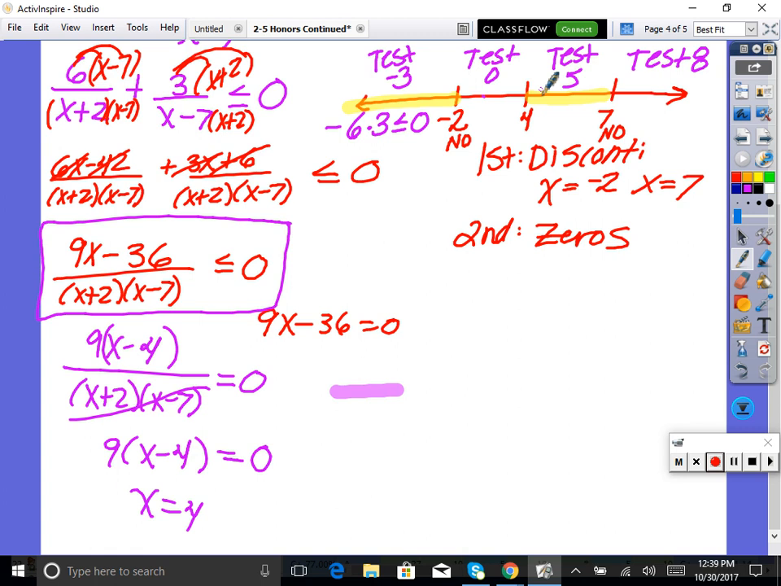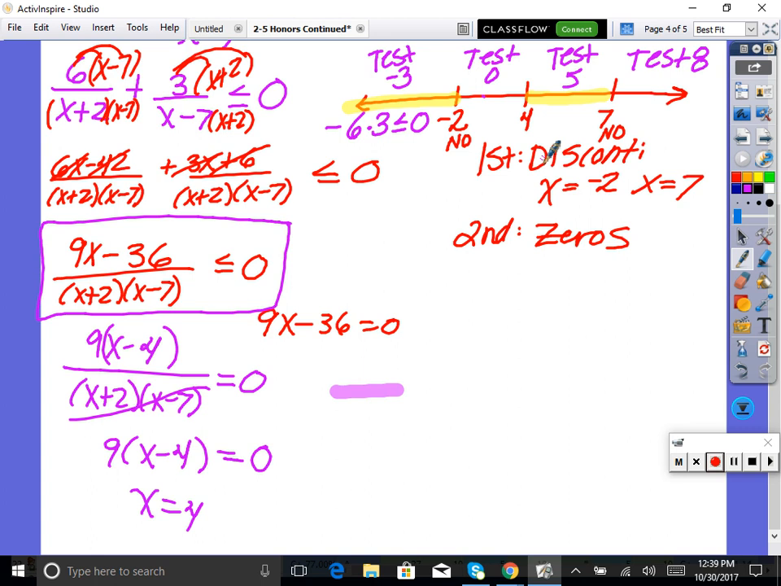That's why I didn't highlight it. Now when you plug in 5, you get a negative number. So that's why we're saying yes. Does that make sense? It's a true statement. A negative number is less than or equal to 0. That's a yes. When you plug in 8, you get a positive number. Is a positive number less than or equal to 0? No. Does that make sense, everybody?